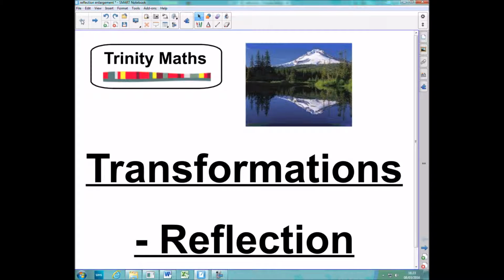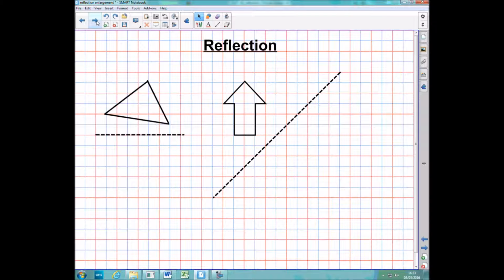This video is going to be on the transformation reflection. Now, before I start looking at some example questions, I'm going to quickly run through the basic principles of reflecting a shape in a mirror line.